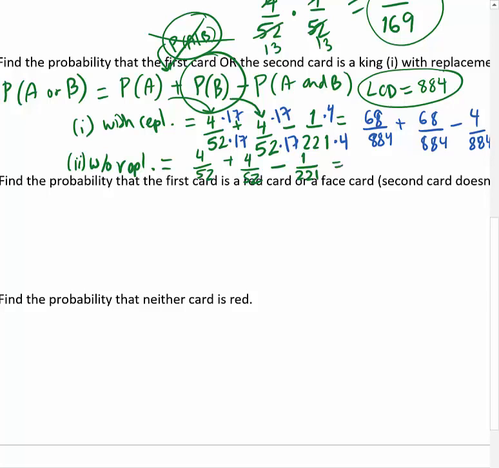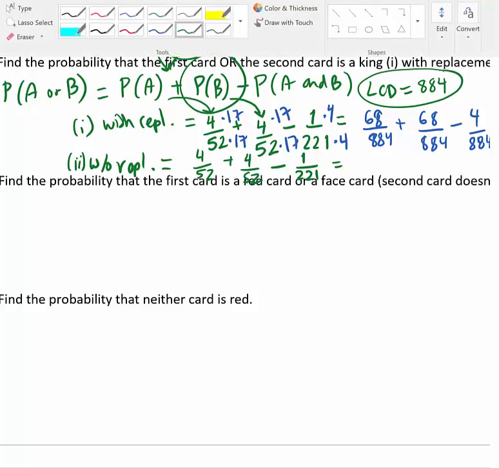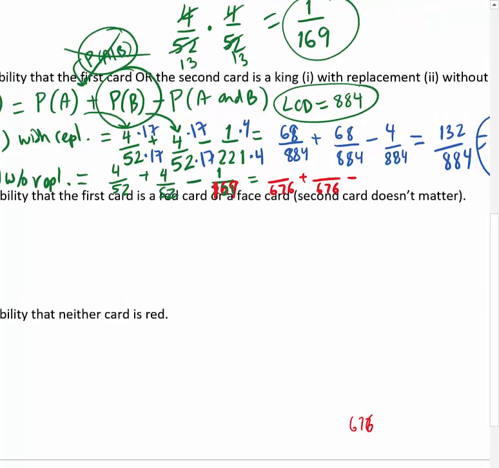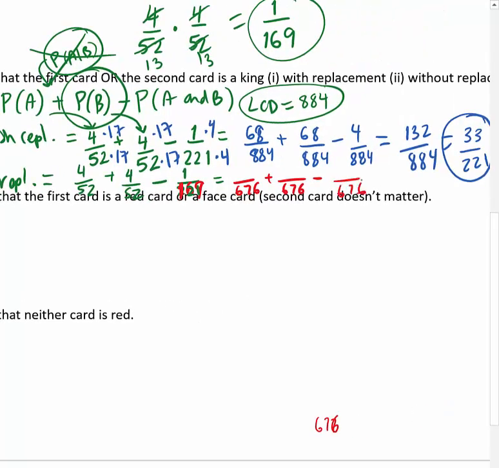I think that's a little easier because the common denominator is... Oh, wait. Whoops. Sorry, I'm looking at the wrong one. It was 169, huh? The common denominator would be 676. So it's going to be something over 676 plus something over 676 minus something over 676.